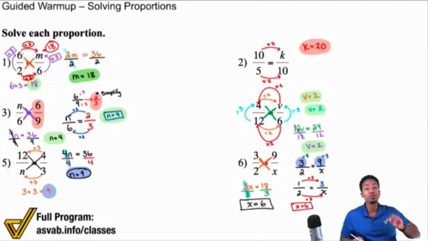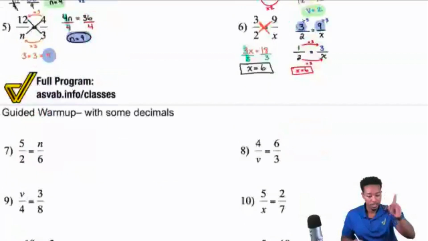I'm going to give you 2 minutes and 30 seconds to try to solve all 6 here. I got your back. Here we go. 3, 2, 1. Let's go.